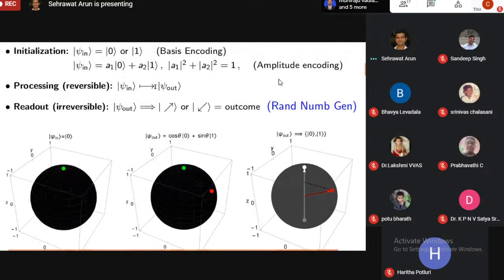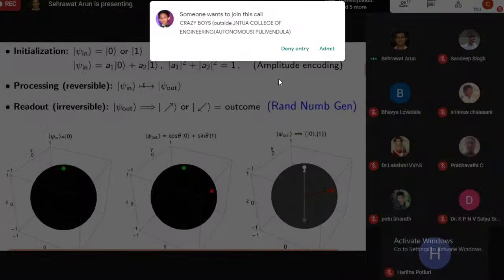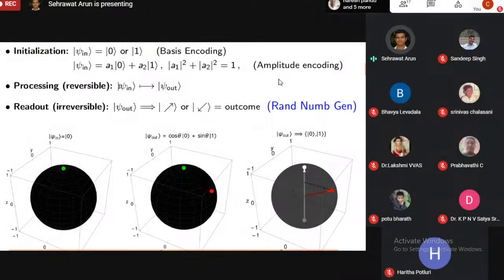One more thing I want to describe, which is very important. This process, I just put different arrows here, basically means this process is reversible and unitary, and this process is irreversible, right? Once you perform a measurement, you cannot go back to this psi out, but you will get these outcomes.